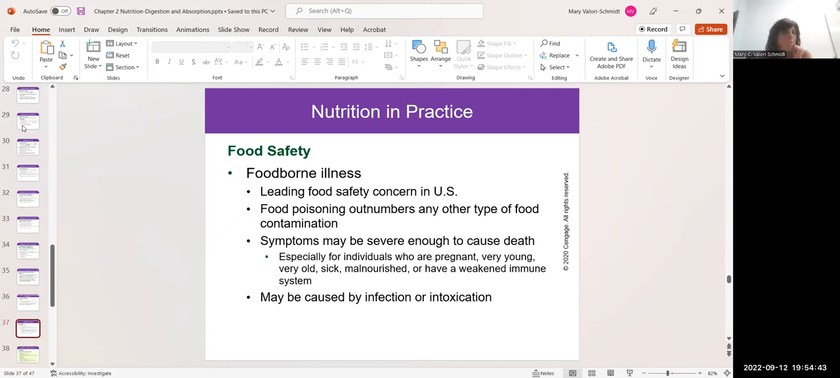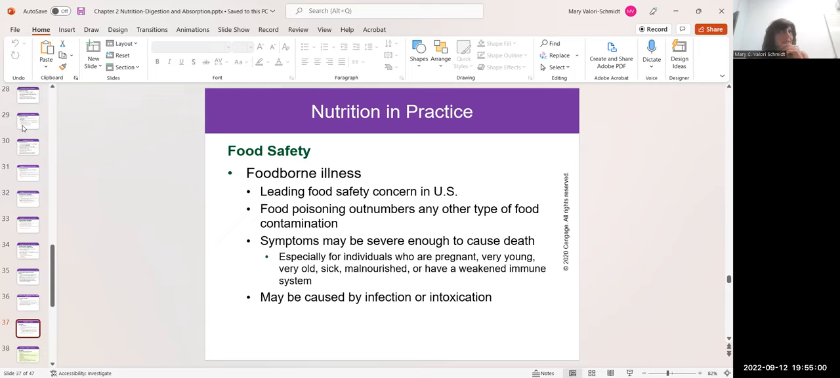Foodborne illnesses. We're almost done, okay? They say it's the leading food safety concern in the U.S. Maybe. I don't know what those statistics are. I'd have to look them up, but okay. Food poisoning outnumbers any other type of food contamination.